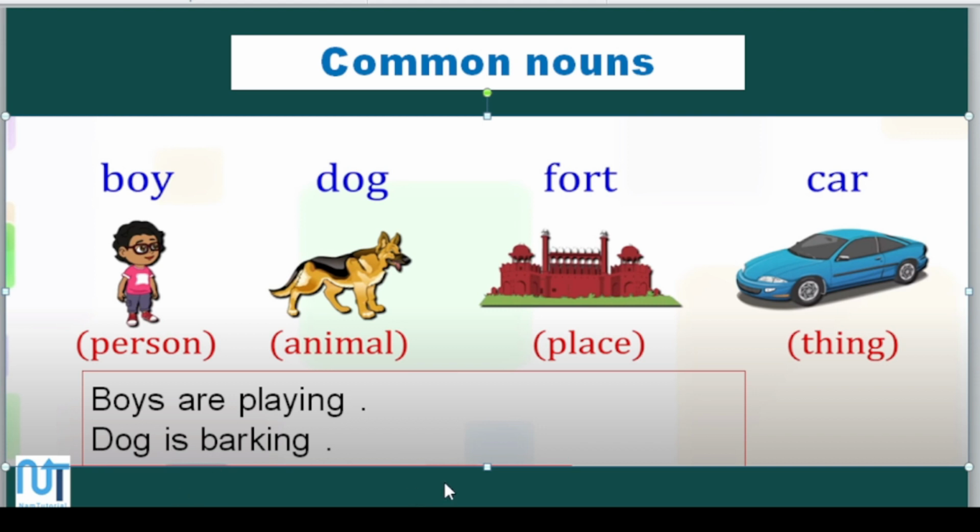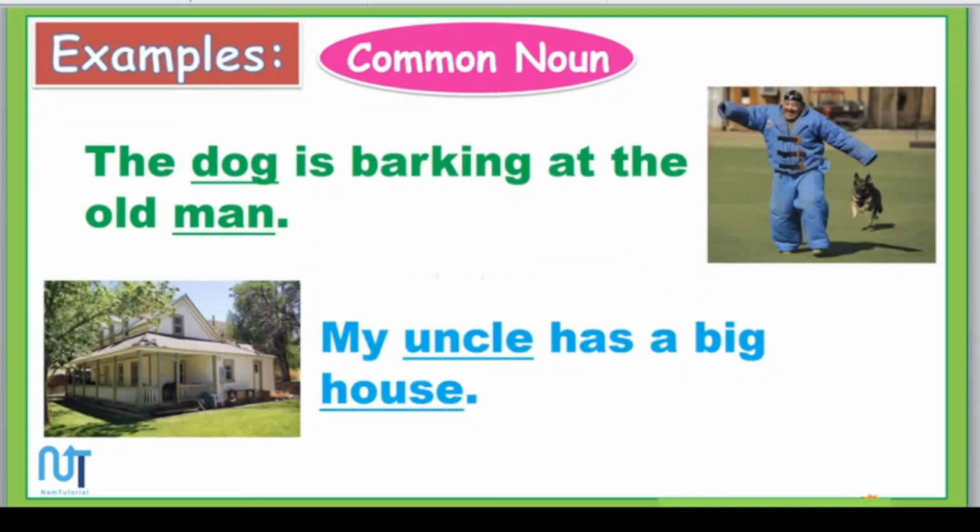Okay, children? It's so easy. Let's read an example. The dog is barking at the old man. Here the underlined words dog and man are common nouns. My uncle has a big house. Uncle and house are common nouns. It's a general term.